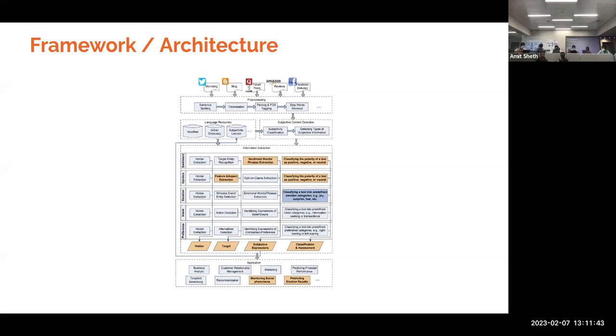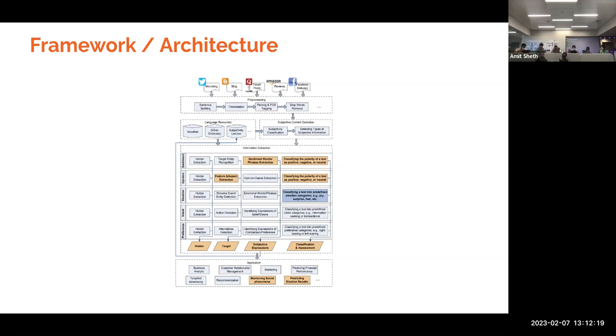And this was her framework. As we can see, there were social media platforms on top. I don't know if I can zoom it in. I hope it is visible to you guys. Yeah. This was a very comprehensive framework. There was some pre-processing at the first step involved. And there were language resources such as WordNet, Urban Dictionary, lexicons. After that, she wanted subjective content detection, the things that we talked about.